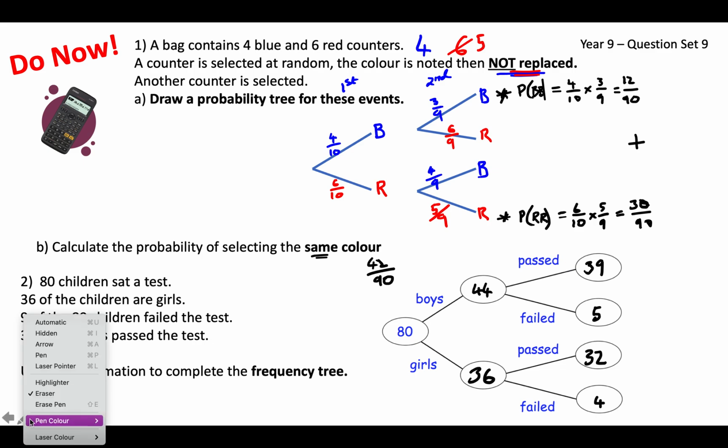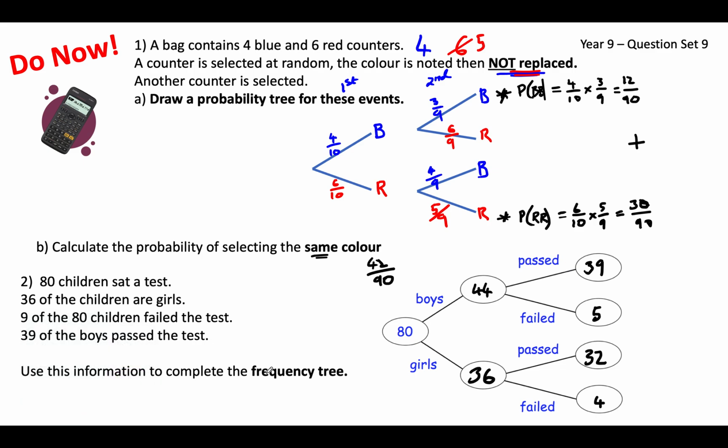Remember, frequency trees, they're not like probability trees. They don't show probabilities, they just show frequency. And frequency is another way of saying how many. There we go, how many. It's just what frequency is another word for in this particular context. Okay, off to do the main task then.